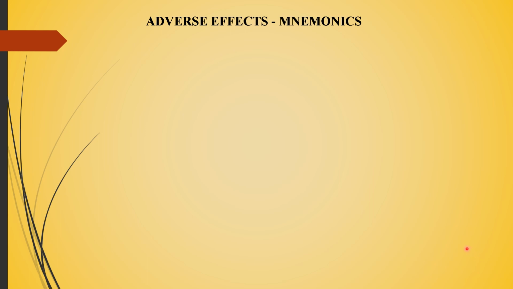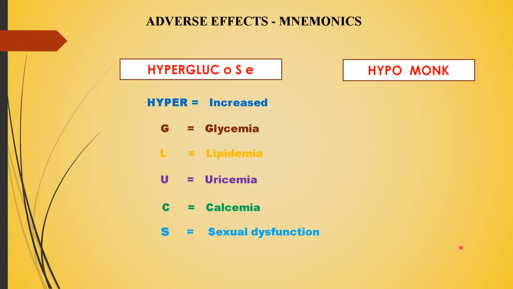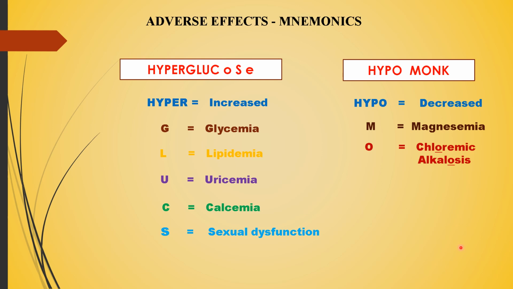Adverse effects we can easily remember with the mnemonic HyperGLUCS: hyper is increased, G for glycemia, L for lipidemia, U for uricemia, C for calcemia, and S for sexual dysfunction. With high doses of thiazide diuretics, the main adverse effect is sexual dysfunction. And another mnemonic: HypoMONK, hypo is decreased, M for magnesemia, O for chloremic alkalosis. In chloremic alkalosis we have a double O here, so remember this O as chloremic alkalosis. N for natremia and K for kalemia.